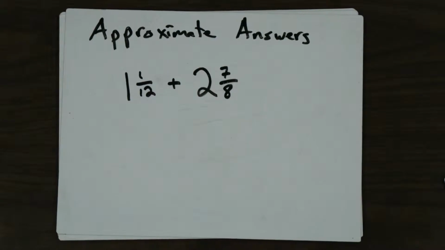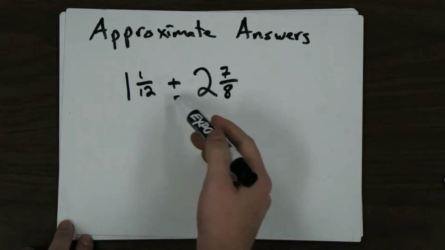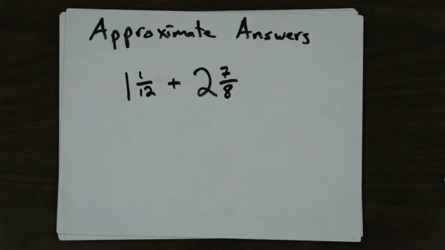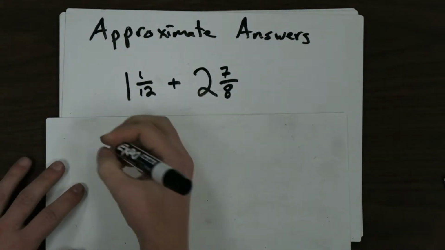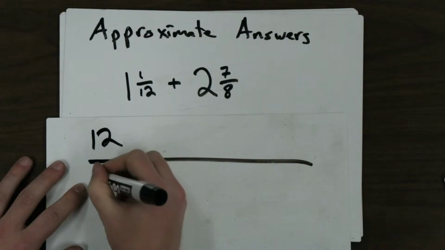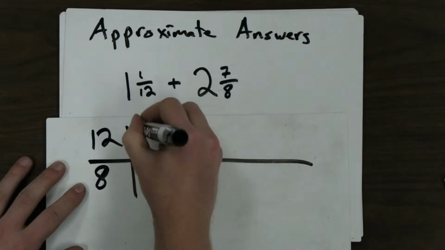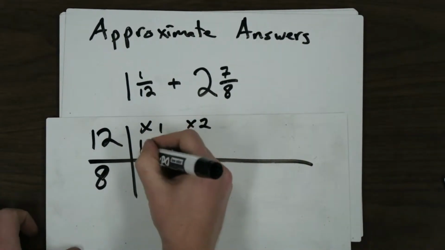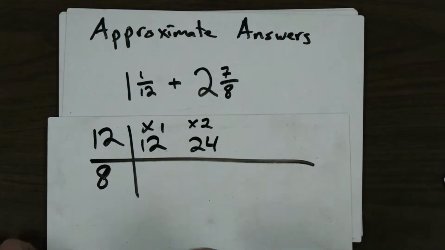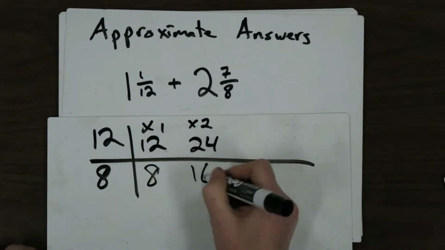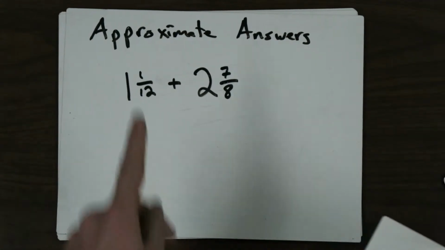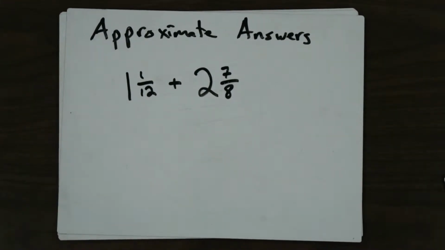So to do that, we're going to use a process called rounding. Now here I have the problem 1 1/12 plus 2 7/8. I could go through the whole process saying, well, I have different denominators, so I need to first find my least common multiple, and I'm going to do 12 and 24, and just keep going on and on. But I don't need to do this if I'm getting an approximate answer. My answer just needs to be close. I don't need to be exact.